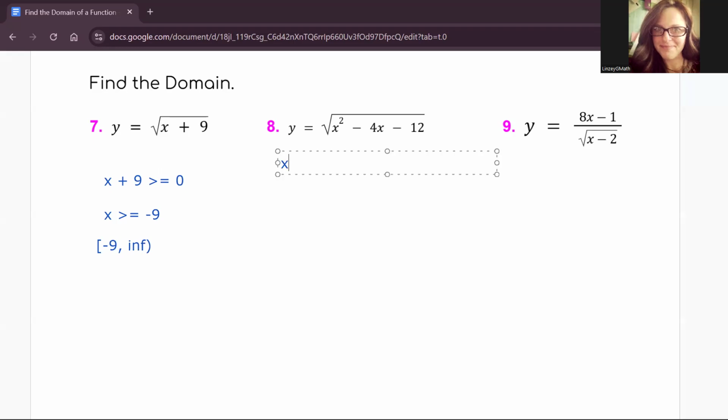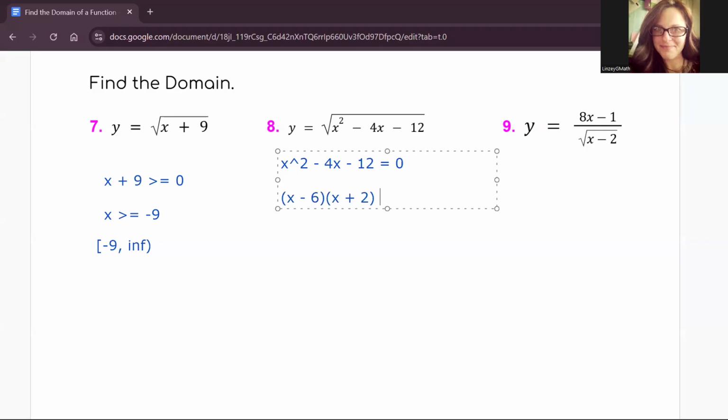Number 8. Let's solve this quadratic by setting it equal to 0, and we'll factor. What two numbers multiply to give us -12, add to -4? Multiply to -12.